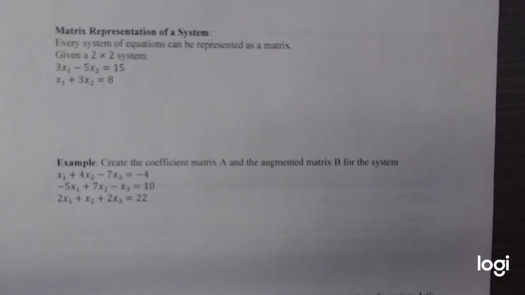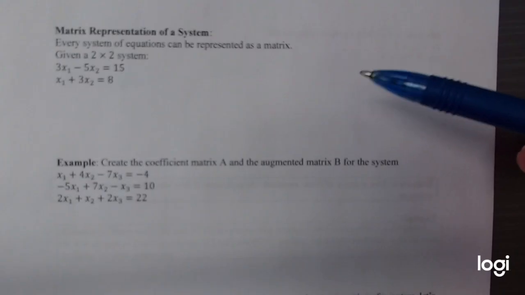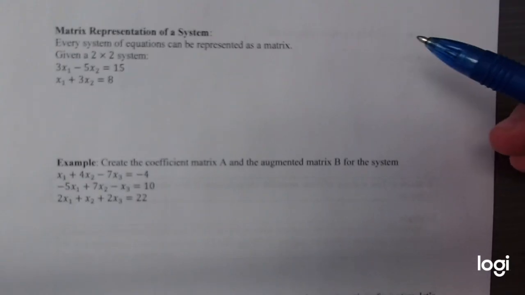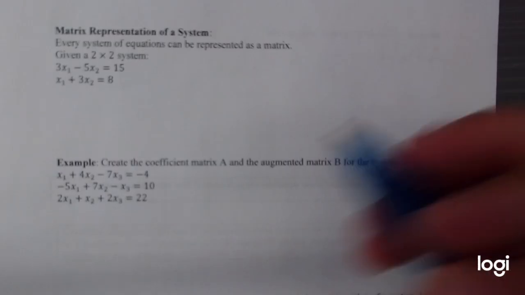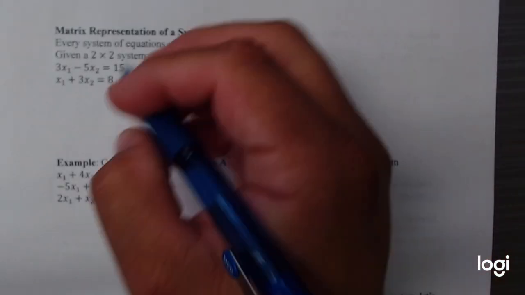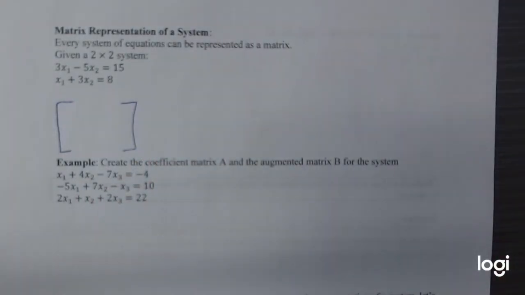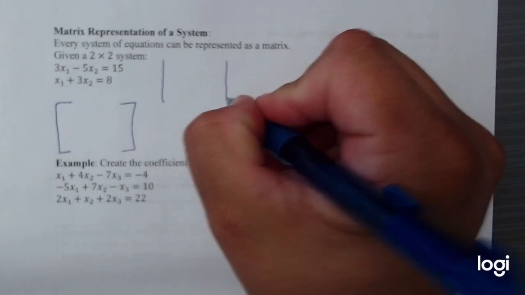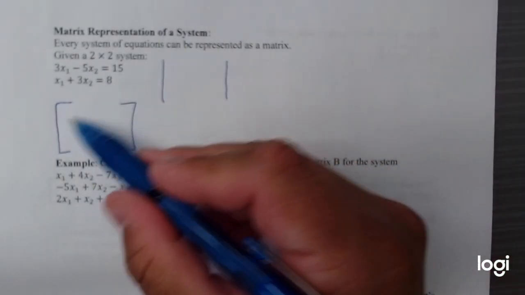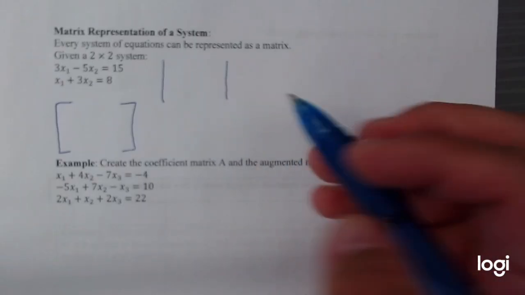Okay, matrix representation of a system. Every system of equations gets represented as a matrix. So this will give us a 2x2 matrix here. How this is going to work is we're going to have a matrix, and depending on the person, you can either put it in little brackets, or you can just have it like this. My textbook has it like this, so I'm just going to treat it just like that. But you could put it like this as well.